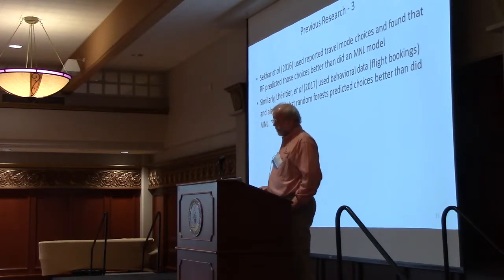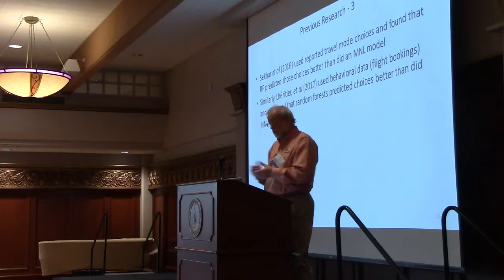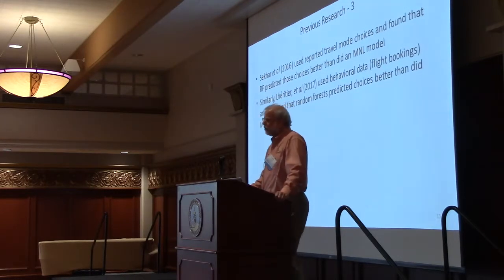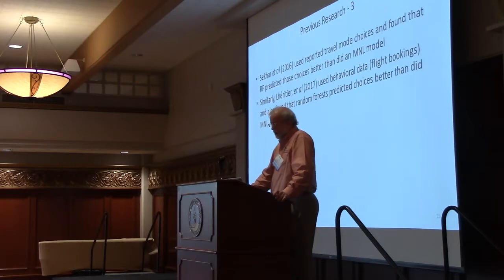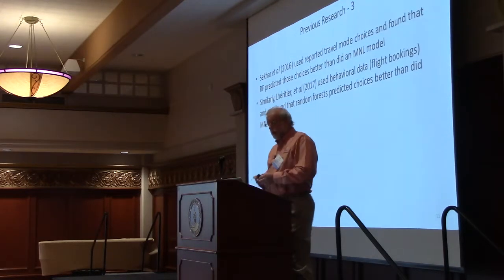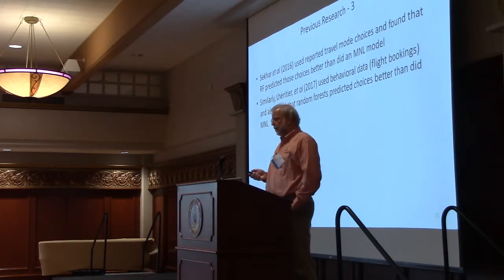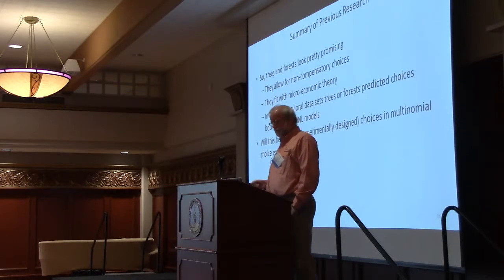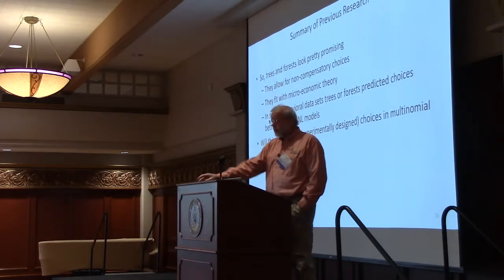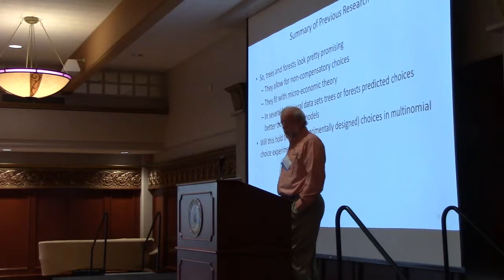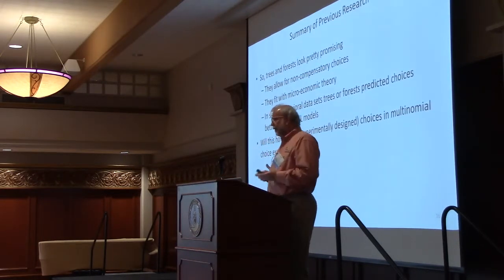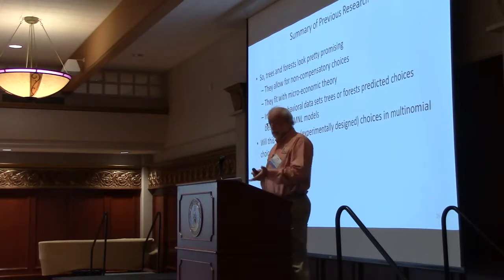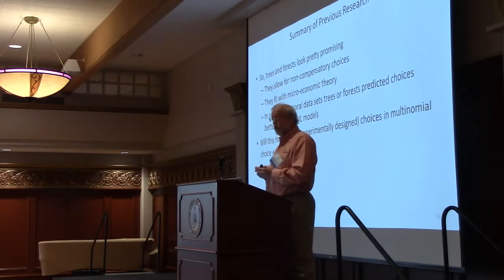And then two more papers used cross-sectional models. One was reporting travel mode choices in Delhi, India, and the other one was using behavioral data from flight bookings, and they both found that random forests did better than logit models. So trees and forests look pretty promising as ways to model this data for the reasons just cited. They've been found to predict a little better in these papers. They fit better with microeconomic theory.